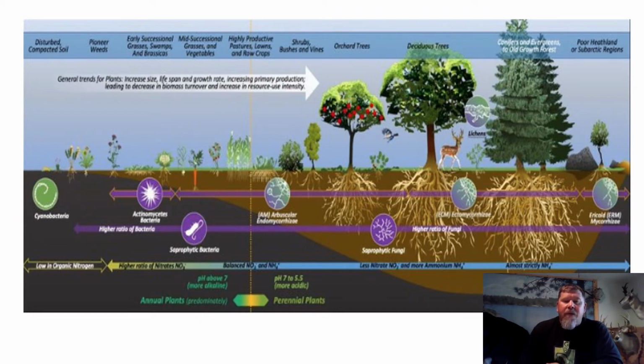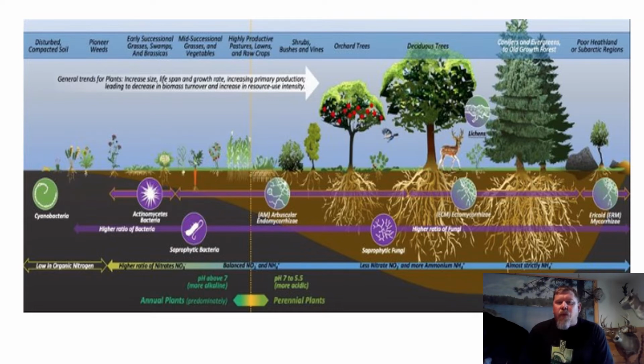We've got an equal amount of bacterial biomass as we do fungal biomass. And we just keep moving right on down the line. As the fungal biomass starts to grow beyond what the bacterial biomass is, now we can start to see some woody plants grow. We start to see our brushes and our vines.